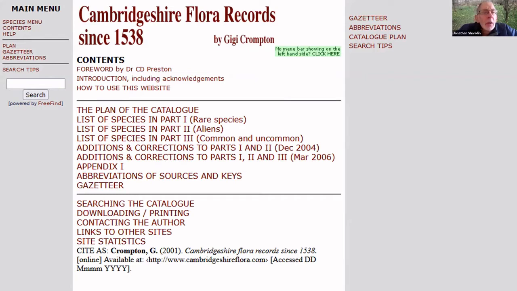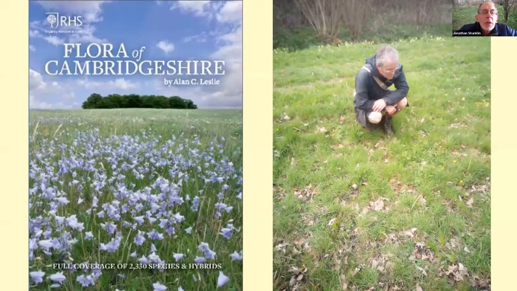And this gives very detailed accounts of the location and the actual records for many of the species, and also divides up the flora into rare species, which might on occasion include rare alien species, more general aliens, and then the common to uncommon species. And most recently, of course, there's Alan Leslie's 2019 Flora of Cambridgeshire.